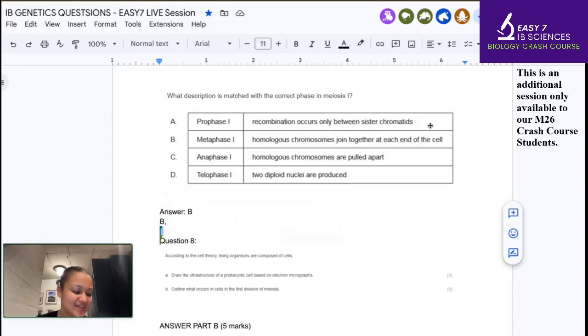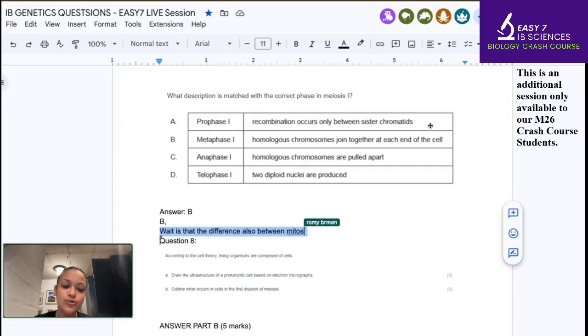Yeah, that's funny. And then anaphase 1, homologous chromosomes are pulled apart. So this does happen in anaphase 1, because remember, in anaphase 1, homologous chromosomes separate. In anaphase 2, sister chromatids separate, okay? Very important distinction. And when you're writing those 8-mark questions, that is exactly the level of detail that you need to write, okay? Telophase 1, 2 diploid nuclei are produced.